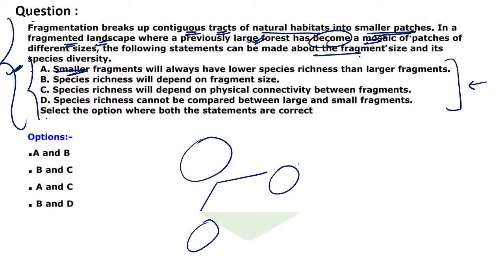We have to find out the option which is correct, right? Which options are the correct ones? First one: smaller fragments will always have a lower frequency, lower species richness than the larger one. Second is species richness will depend on the fragment size. Third option says species richness depends upon the physical connectivity between the fragments. And fourth option says that species richness cannot be compared between the large and the small fragments.